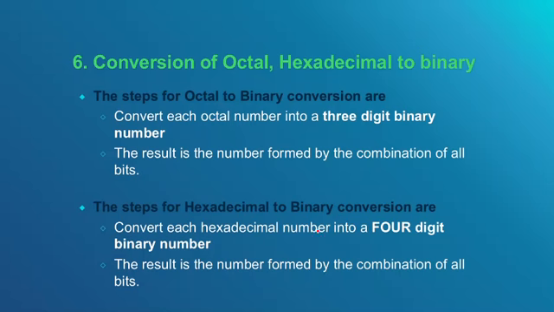For the conversion of octal to binary number, the step is to convert each octal digit into a 3-bit binary number. That is the meaning of this: each digit is converted into a 3-bit binary number. In the same way in hexadecimal, each digit will be converted into a 4-bit binary number representation. So we can understand how it is going to be done. Let us see an example.